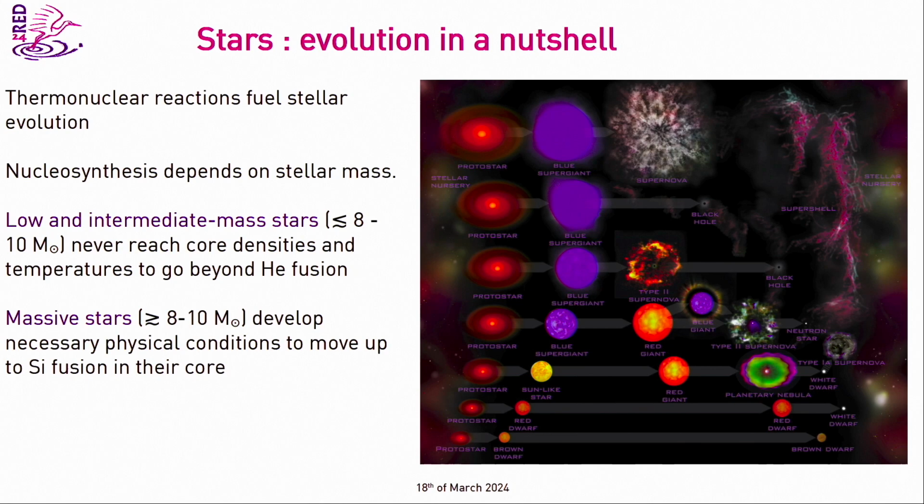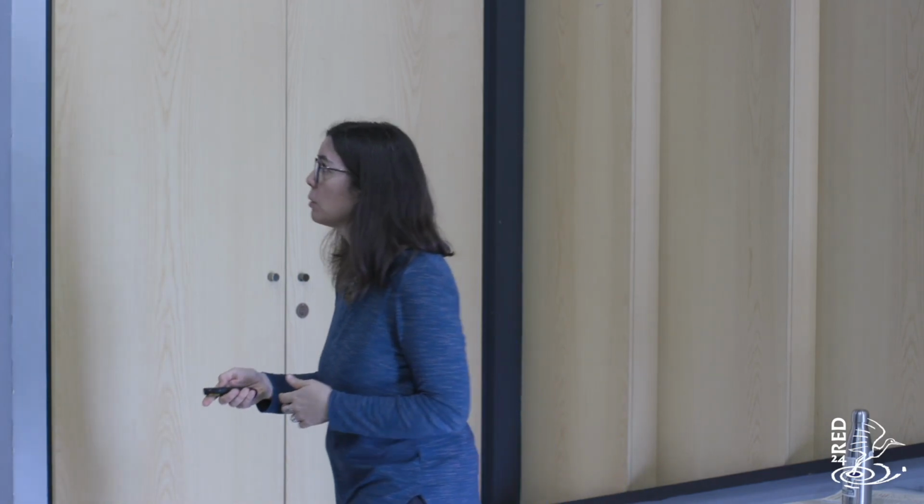So you see that all these final stages involve, at some point, giving back to the interstellar medium part of the matter that was imprisoned in the star during several million or billion years. But the matter you give back has been nuclearly processed, and so it's been enriched in metals. So this is how you form the metals in the cosmic evolution. The low mass stars never reach the core densities to go beyond helium fusion, and the massive stars go up to the entire series that we saw.